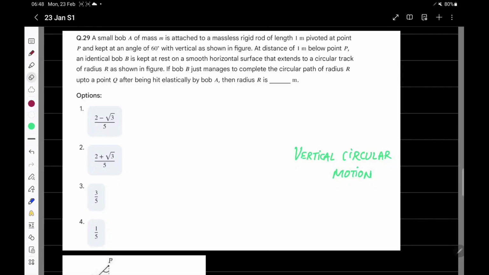Hello students, today we are solving a question from vertical circular motion. This is from the work, power, energy chapter. The question is from 23rd January shift 1 of JEE Mains 2026.